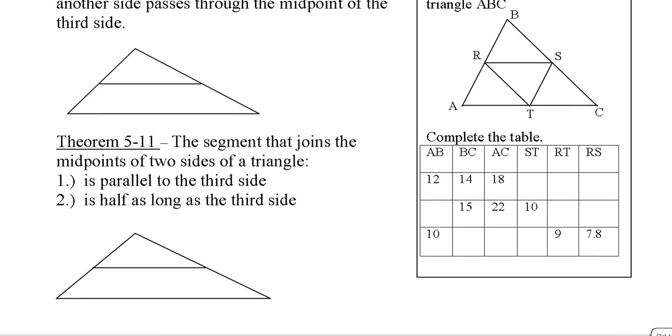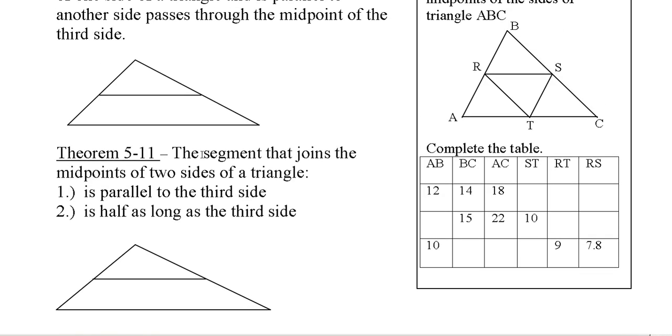And then theorem 5.11 says, the segment that joins the midpoints of two sides of a triangle, so if we say this segment is joining a midpoint here and a midpoint here, we know two things must be true. First, these must be parallel right here. We have to have parallel lines. And the second, this segment has to be half as long as this one. So if this is 28, this piece would be 14.